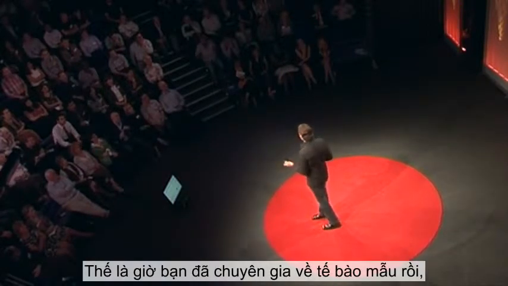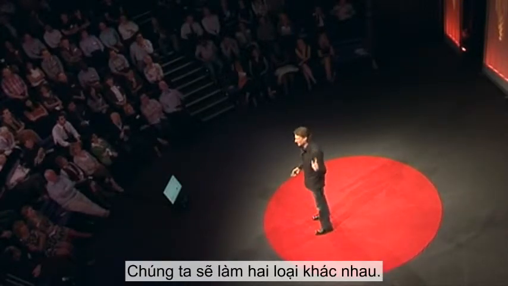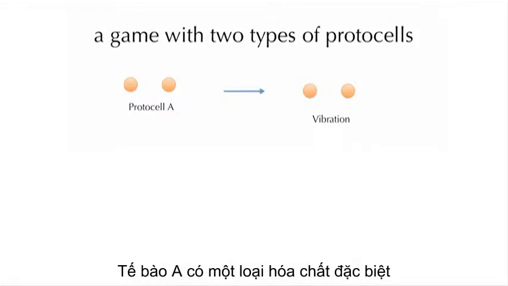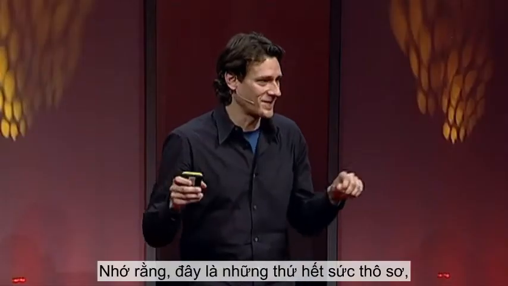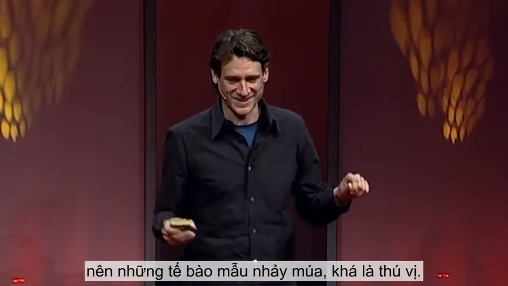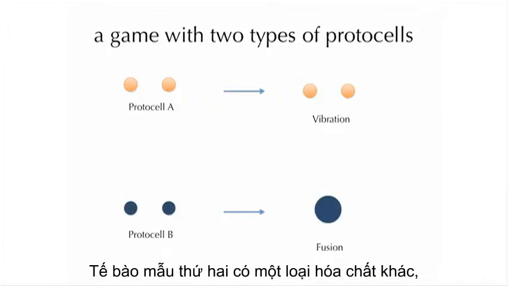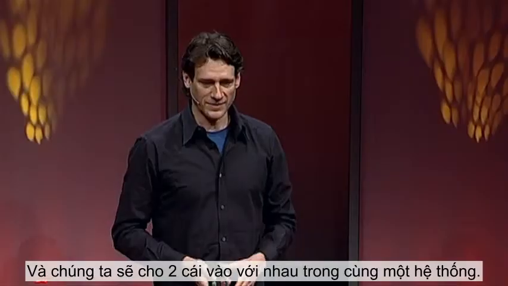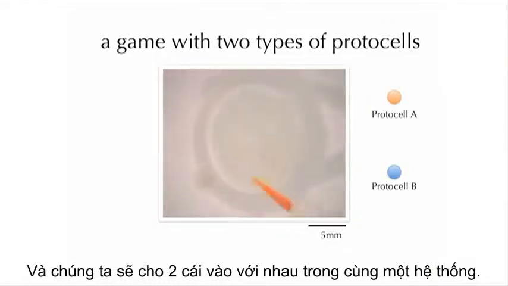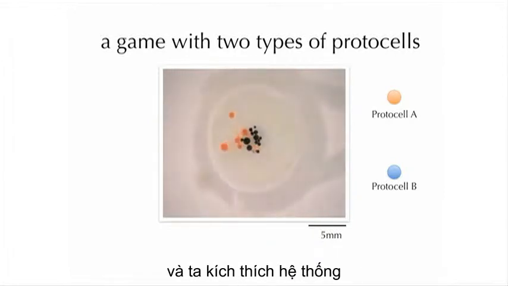So now that you're all experts on protocells, we're going to play a game with these protocells. We're going to make 2 different kinds. Protocell A has a certain kind of chemistry inside that when activated, the protocell starts to vibrate around, just dancing. So remember, these are primitive things, so dancing protocells, that's very interesting to us. The second protocell has a different chemistry inside. And when activated, the protocells all come together and they fuse into one big one, right? And we just put these 2 together in the same system. So there's population A, there's population B, and then we activate the system.